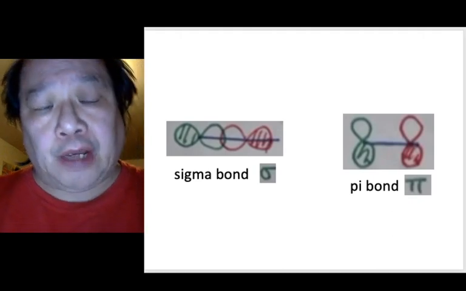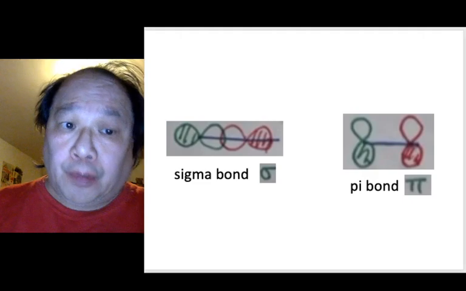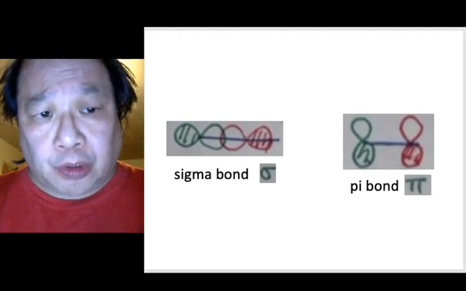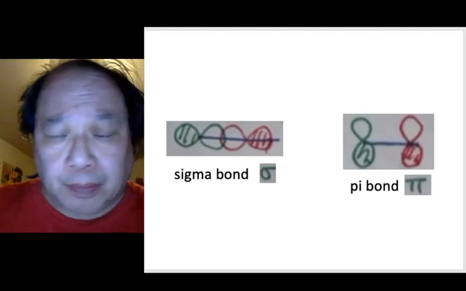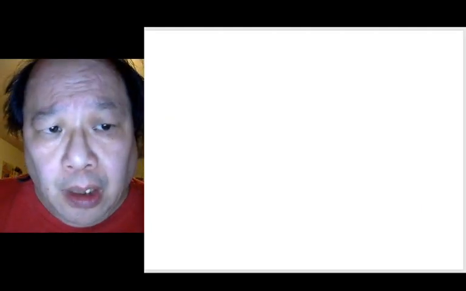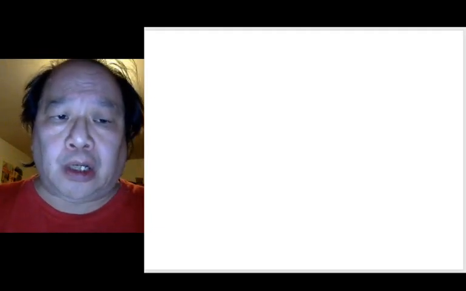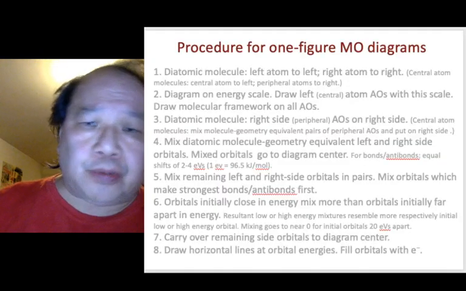Okay, so we're going to have 2s and 2p, and we'll have sigma and pi bonds in F2, though the pi bonds, because they are responsible for multiple bonds, are quite weak for fluorine, because fluorine makes very poor multiple bonds. The procedure of the one-figure MO diagram, since it's quite a general procedure, is a little scary. There are just a few key ideas that we need to learn at the end of this lecture. So it's a lot of words. I'll just tell you what the key ideas are.